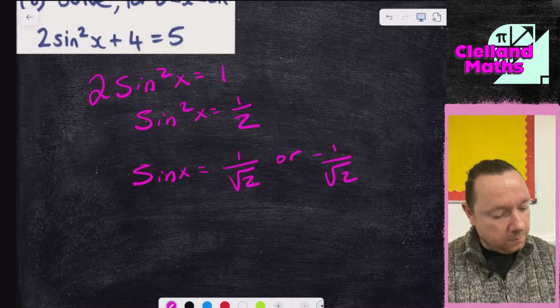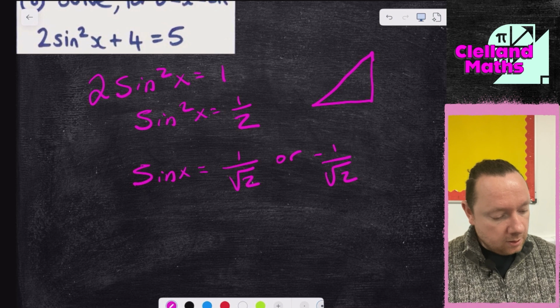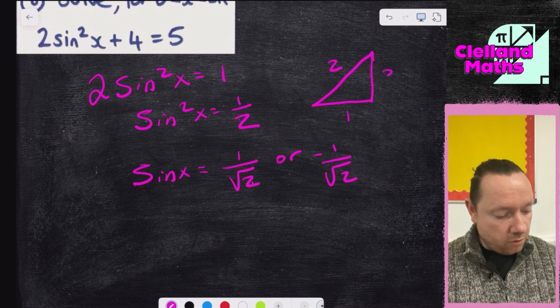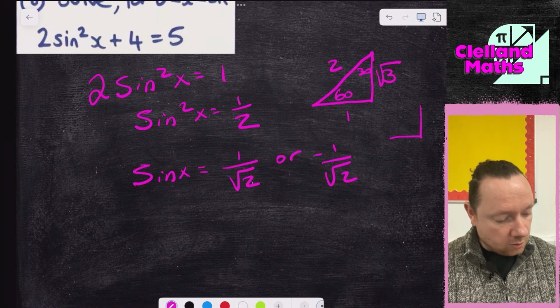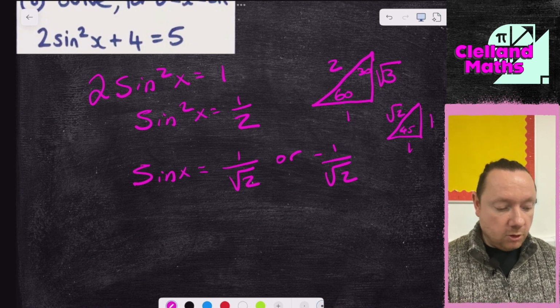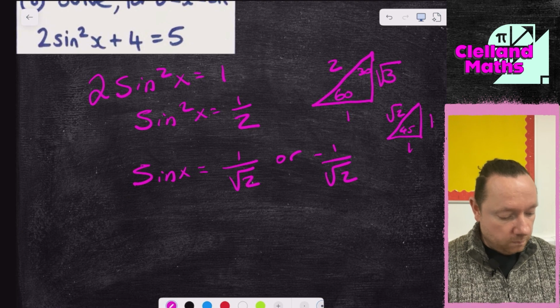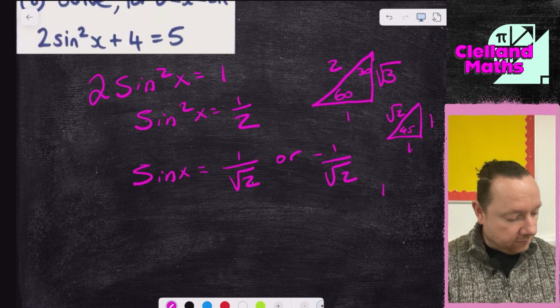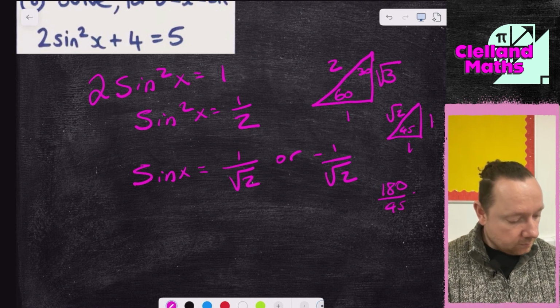So we're looking at 1 over root 2, that's an exact value. So your exact value triangles, the way I remember them is I've got 1, 2, 3, and that's my 60-30 triangle. And the other one you've got is 1, 1, root 2, and that's my 45 degree. The only one with root 2 is the 45 degree one, so the sine of 45 is 1 over root 2. Well, what's 45 degrees? 180 divided by 45 is 4. So 45 degrees is pi over 4.